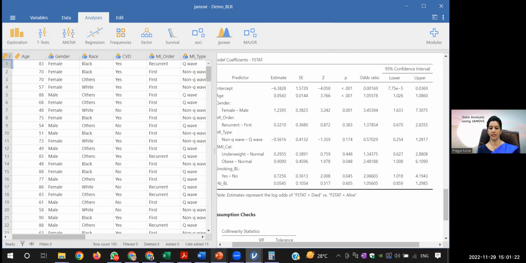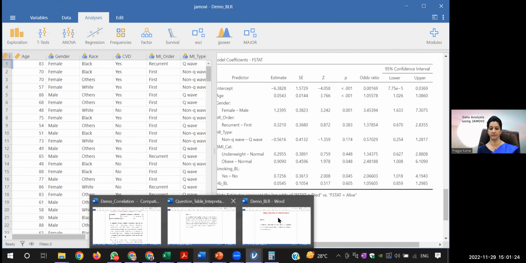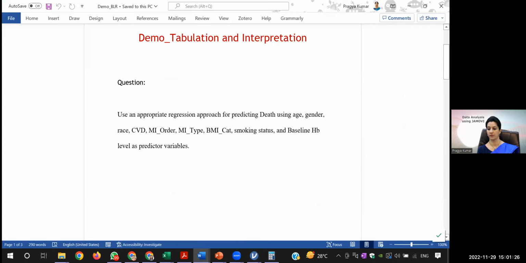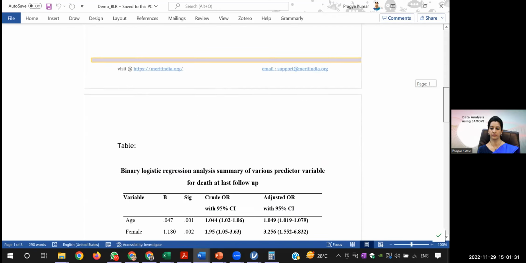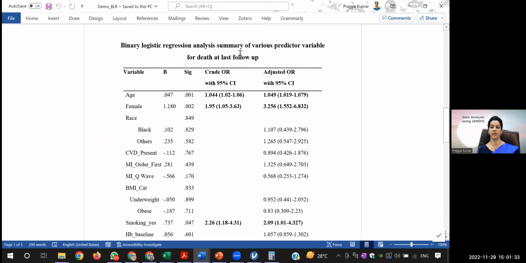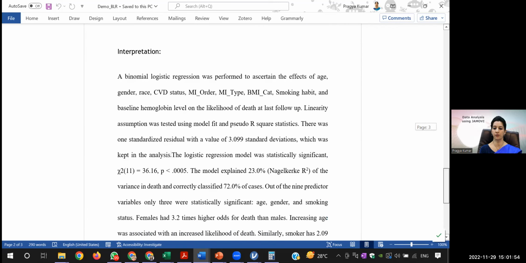So coming to the interpretation and table. So maybe this is the, you can see we have left this column here, but you have to fill it. You should not think that this will be blank. We have only written the adjusted OR. So you have got this table where you will write the value of B, significance level, crude odds ratio, adjusted odds ratio, and then you do the write-up.